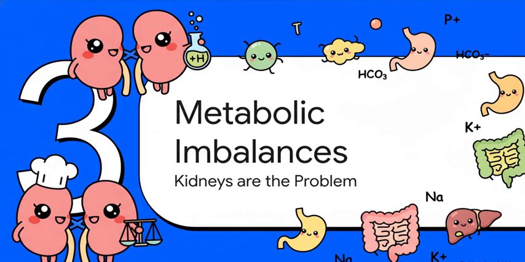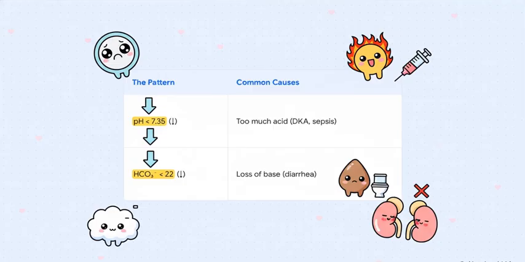Okay, we've covered the lungs. Now let's switch gears and talk about metabolic problems. This is when the issue isn't with breathing, but with the kidneys or some other process in the body. With metabolic acidosis, you'll see the pH drop below 7.35, and this time, the problem is with our base, bicarbonate, which also drops.